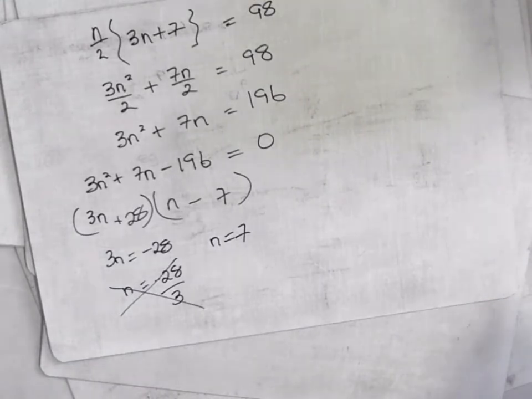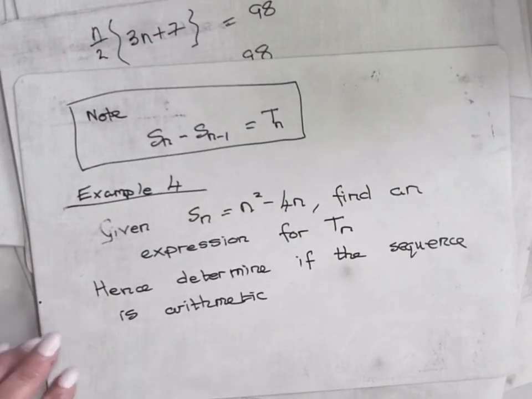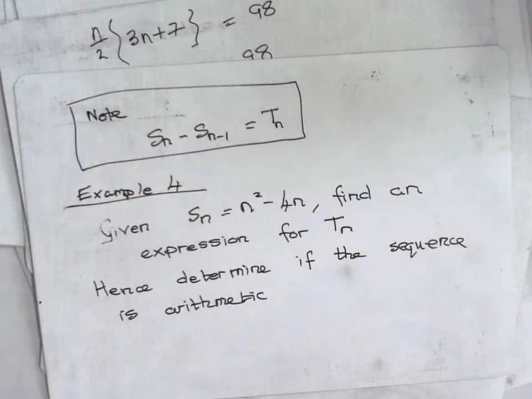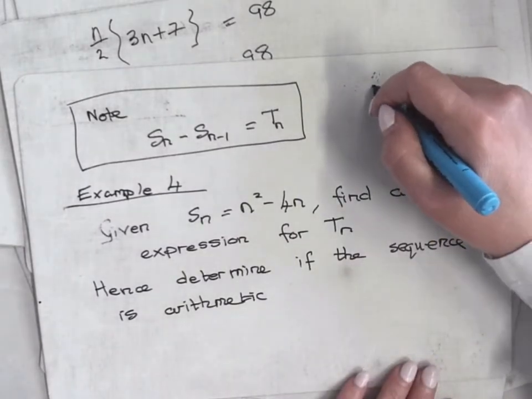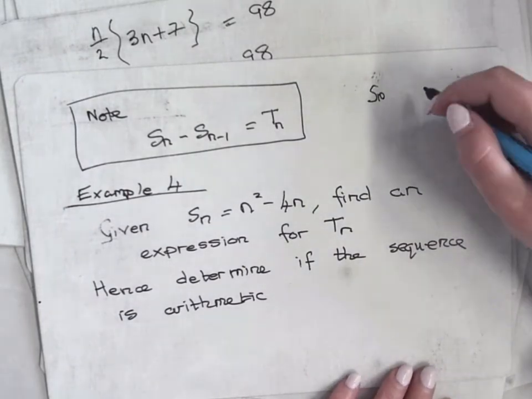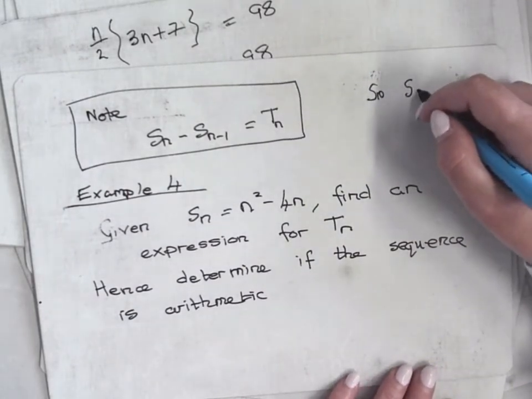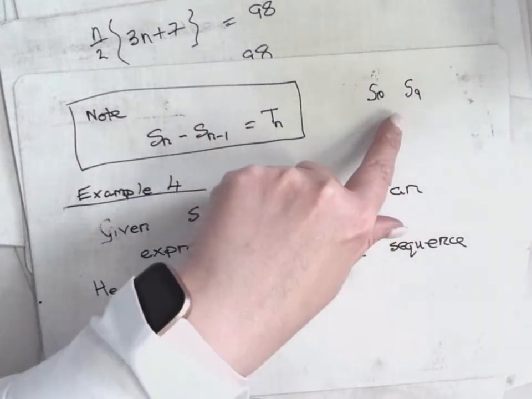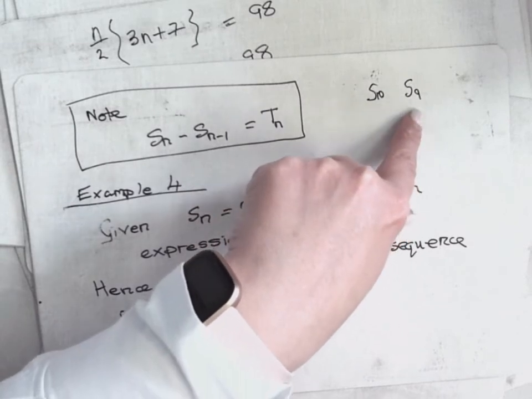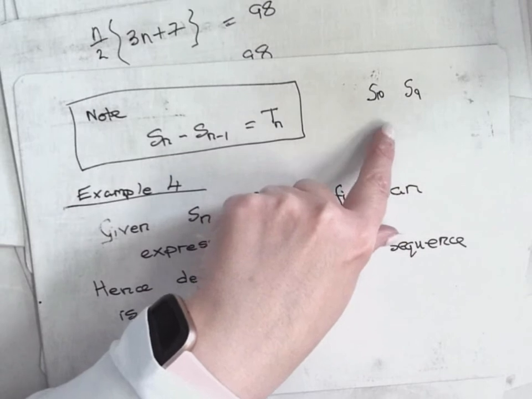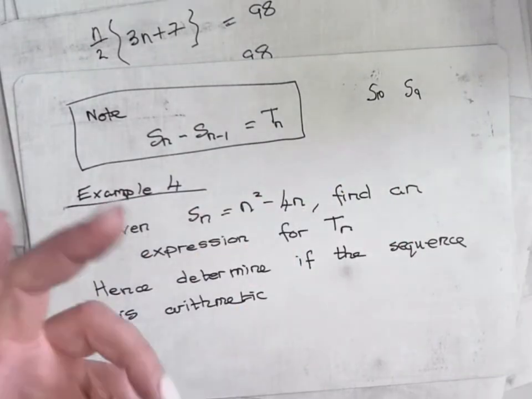You ready? Right, okay. So if you have the sum of any number of terms and you take away the sum of the previous number of terms, you get Tn. What the hell does that mean? So imagine I had S10. If I had the sum of the first 10 terms, and if I had S9, the sum of the first 9 terms, and I take away the sum of the first 9 terms from the sum of the first 10 terms, I'll get term number 10, right? Okay, so I'll get the actual term, okay?